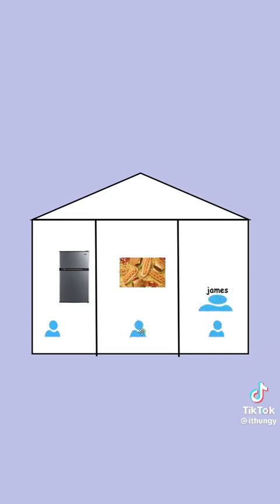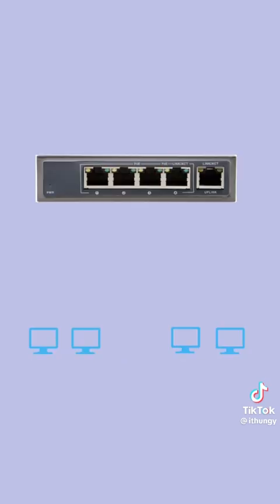This person right here wants access to the fridge, and this person over here wants access to the food. We can actually route these 2 VLANs together. And routing is kind of like a door, and it brings in the access for this person to get the food, and then this person to get the fridge. It's kind of like a network topology of it.